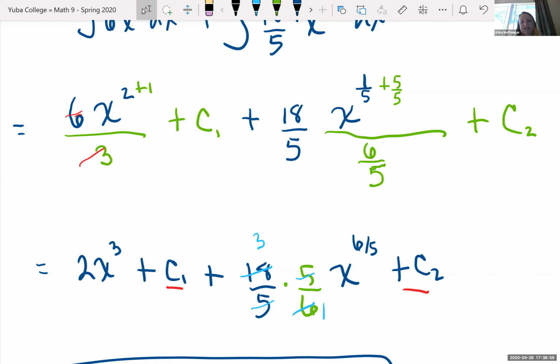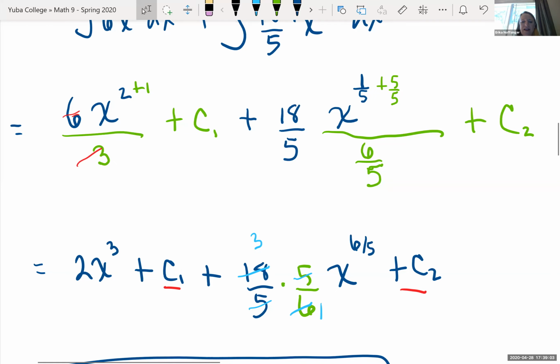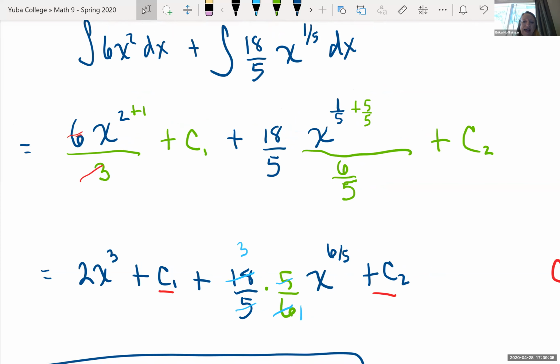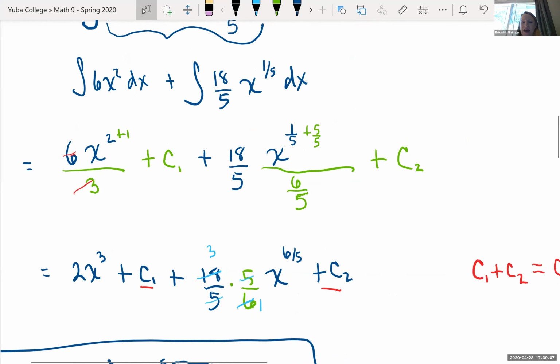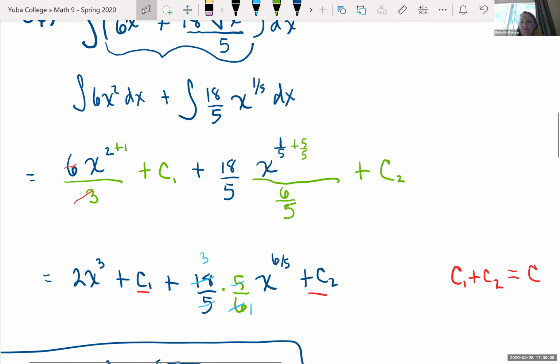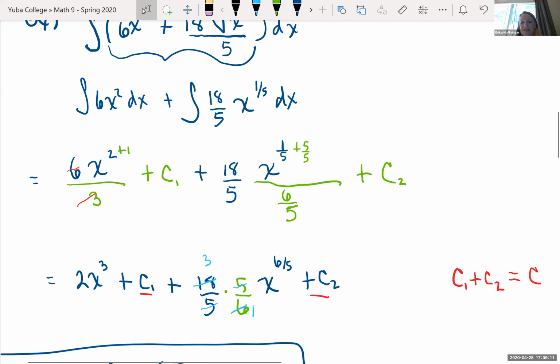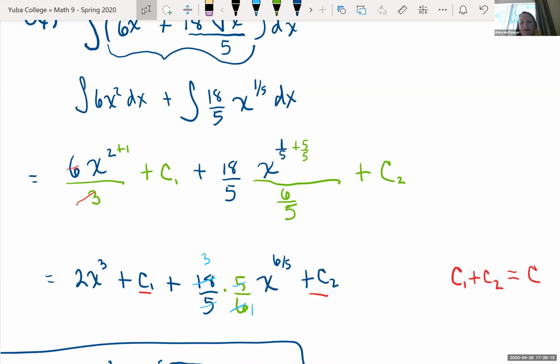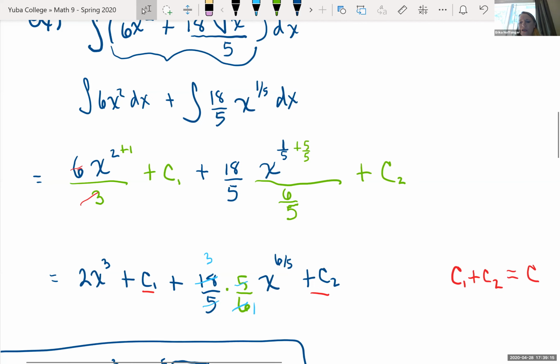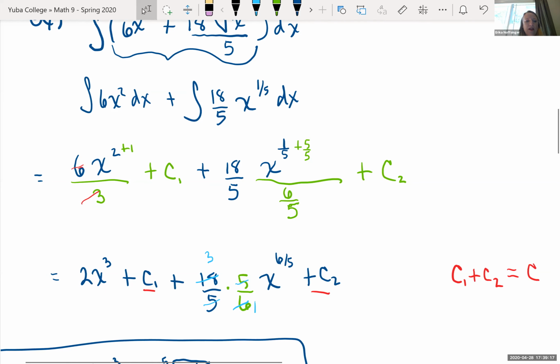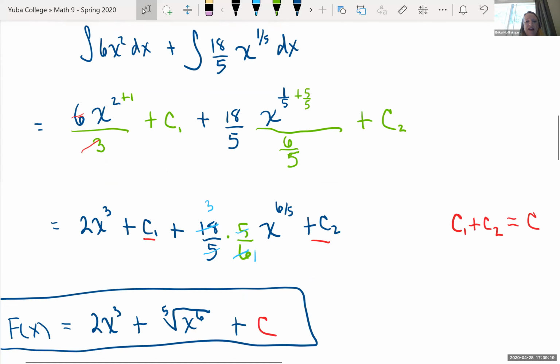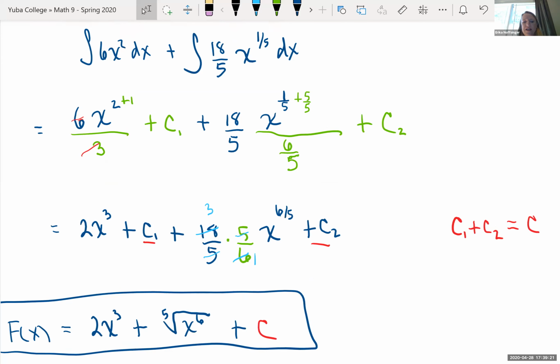So the thing is, when you're taking a constant for one antiderivative plus the constant for another antiderivative, and so on, adding constants, you still get back another constant, c. And so we don't have to write that constant c sub 1, c sub 2, c sub 3, dot, dot, dot. We can just put one c in there for that. And so we get that our antiderivative is 2x cubed plus the 5th root of x to the 6 plus c.